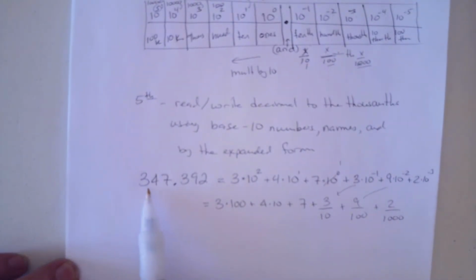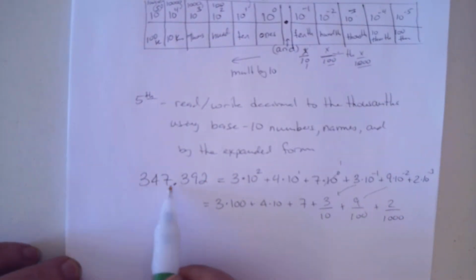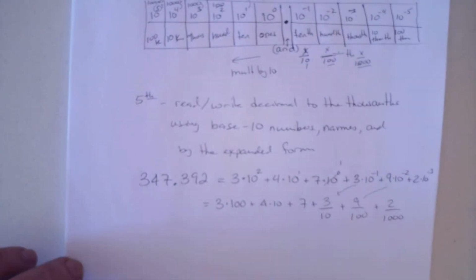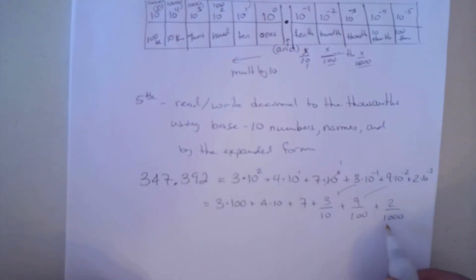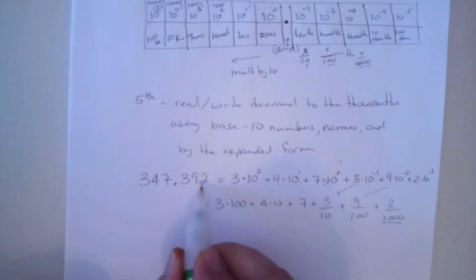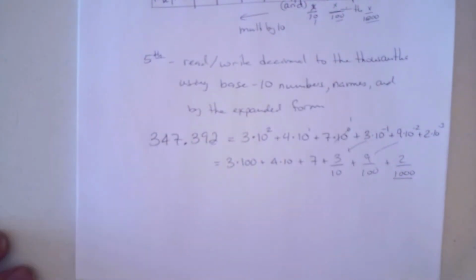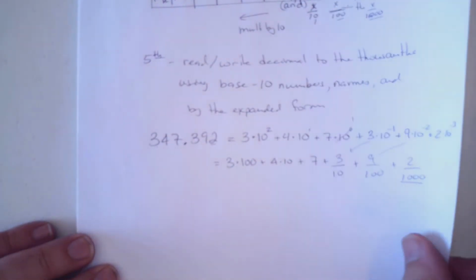So this number is read 347 and 392 thousandths. Whenever you read the decimal part, it's always the very farthest right number. Whatever location that is, that's the name of that expanded form number. Okay, there are different ways we can represent these numbers when we teach kids.